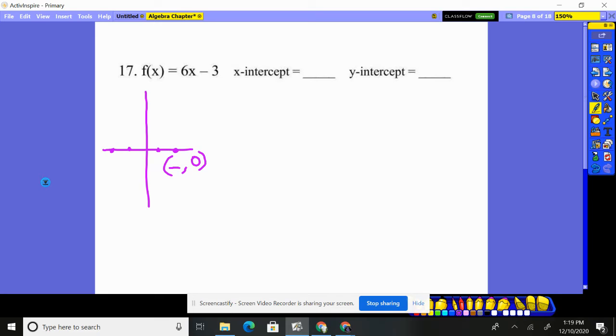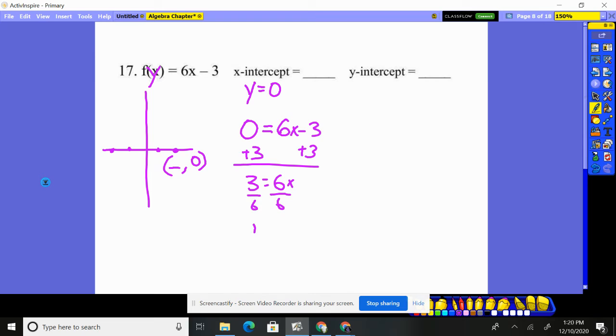Now, this equation is really y equals. f of x is just function notation. It's really y equals 6x minus 3. So we know if we're looking for the x-intercept, the y value is 0. So we can actually solve this because y, which is 0, is equal to 6x minus 3. We now solve it by moving that over. Divide by 6, divide by 6. It's a half. So I know the x-intercept is a half for the x, and the y value is obviously 0.